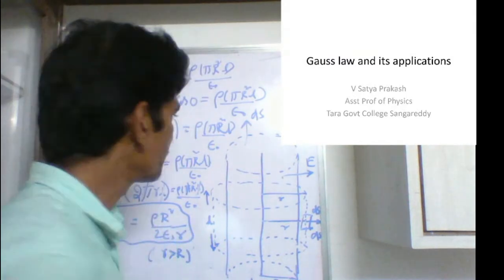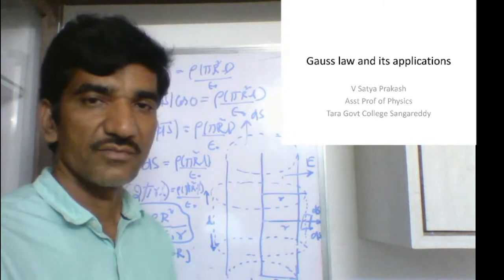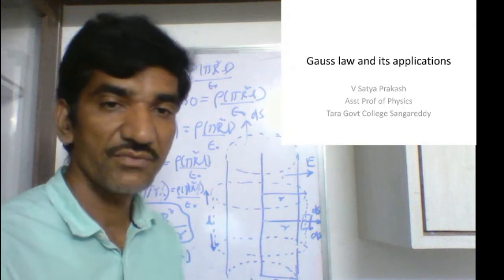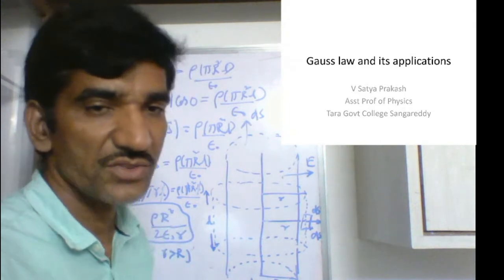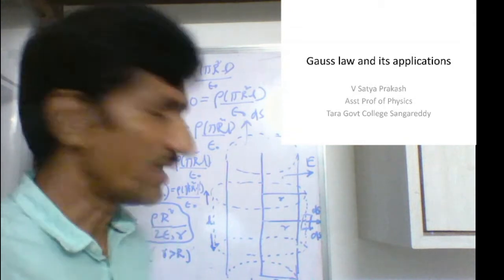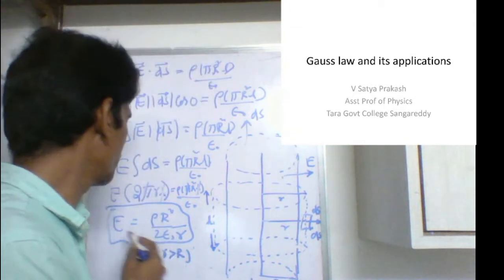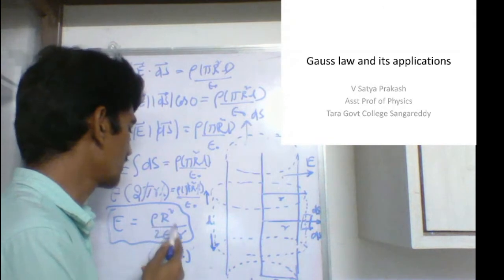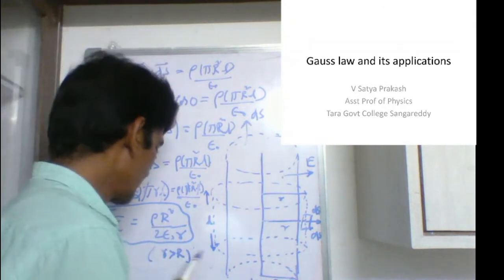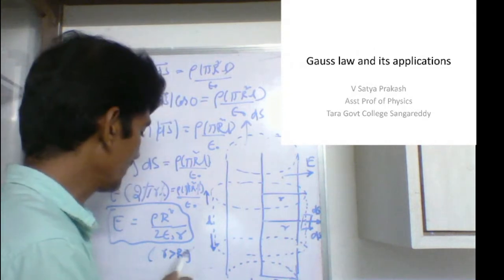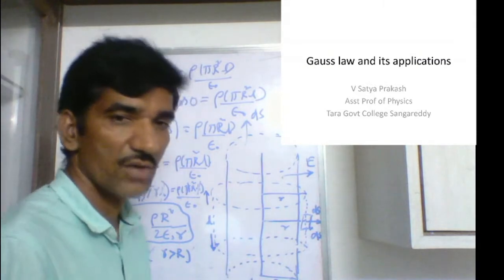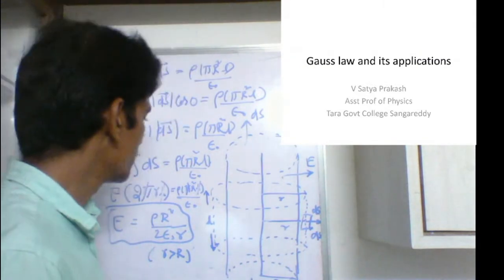In yesterday's class, we found the electric field for outside points of the charged cylinder. We got the expression for E as rho R square by 2 epsilon naught r. What is the case we discussed yesterday? r is greater than R. This applies for the points outside of the charged cylinder.